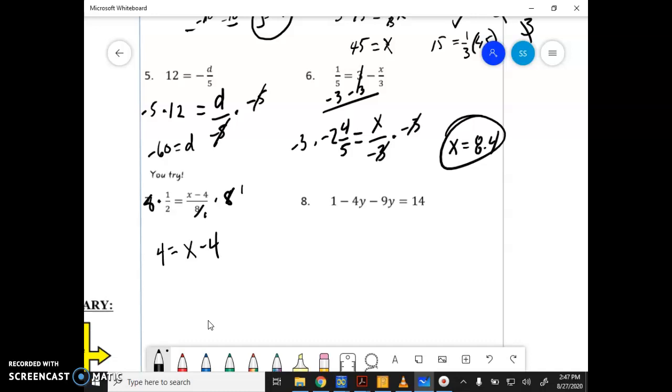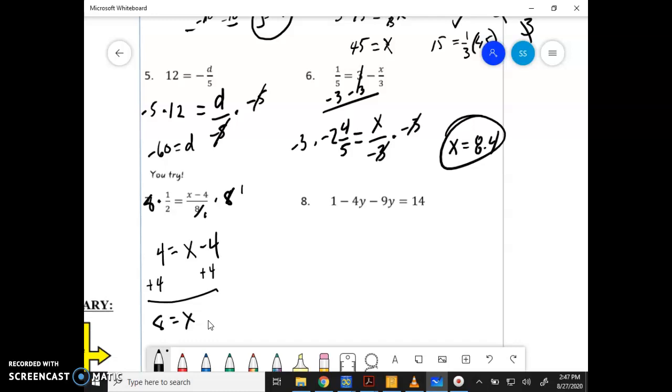So now we can just solve for x. We have x minus 4, so the inverse operation would be addition. So go ahead and add 4 on both sides. I add 4 on both sides, and I get x is equal to 8, or 8 is equal to x.